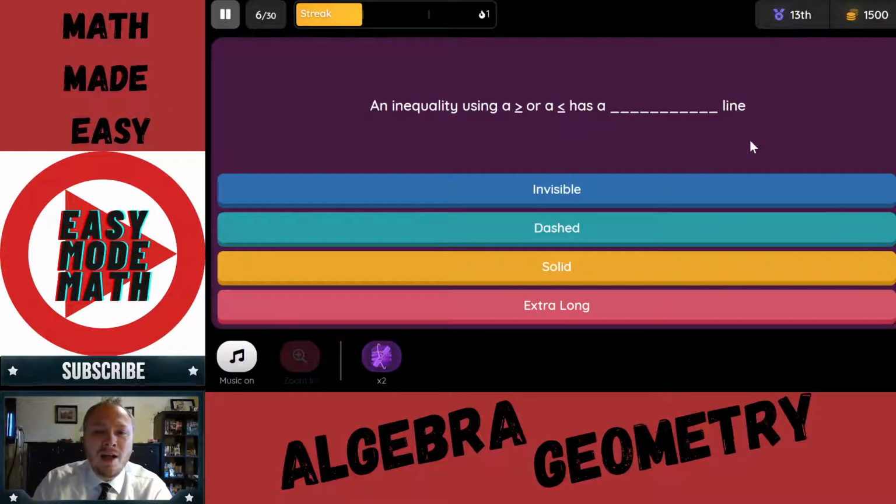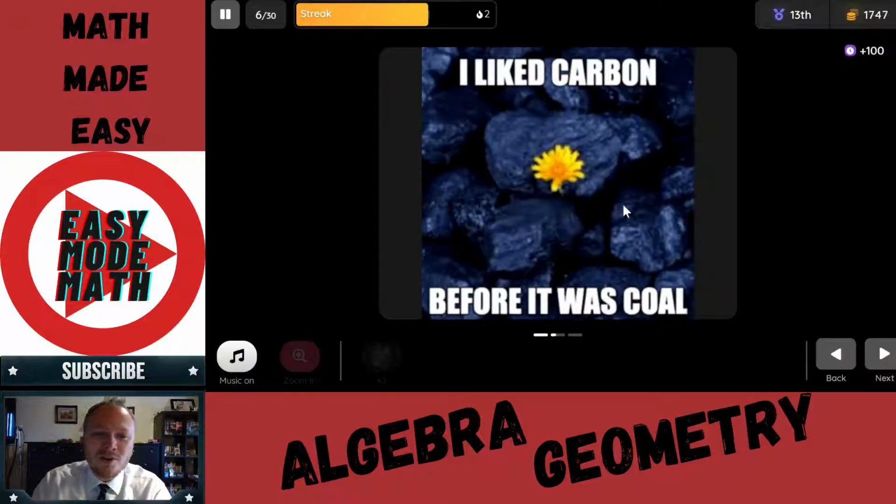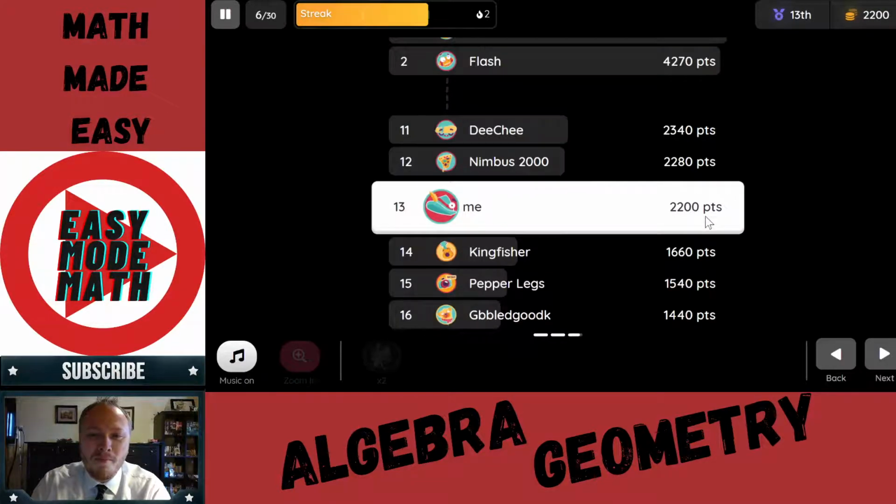An inequality using greater than or equal to or less than or equal to has what kind of a line? Is it an invisible line, a dashed line, a solid line, or an extra long line? Which one will it be? That should be a solid line. Let's go. I know you got that one.